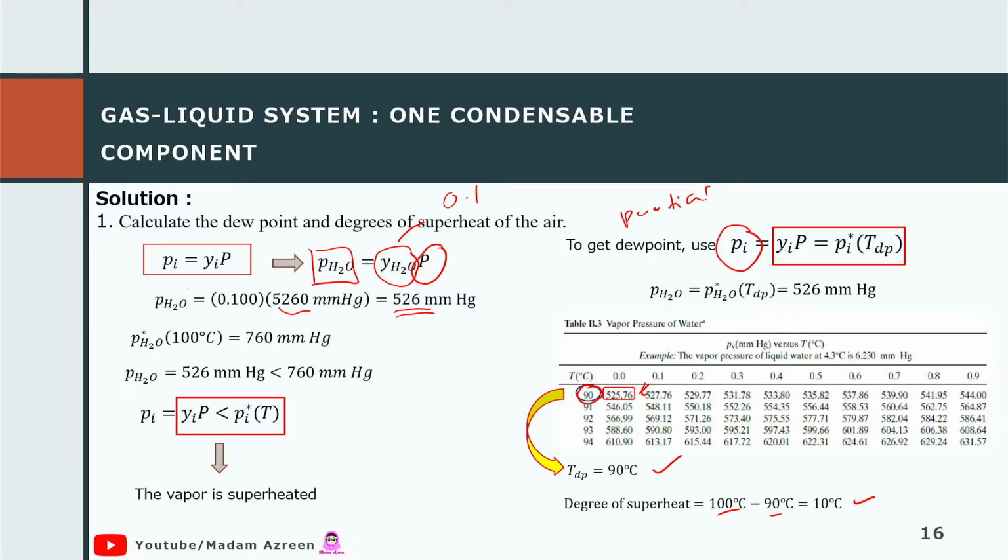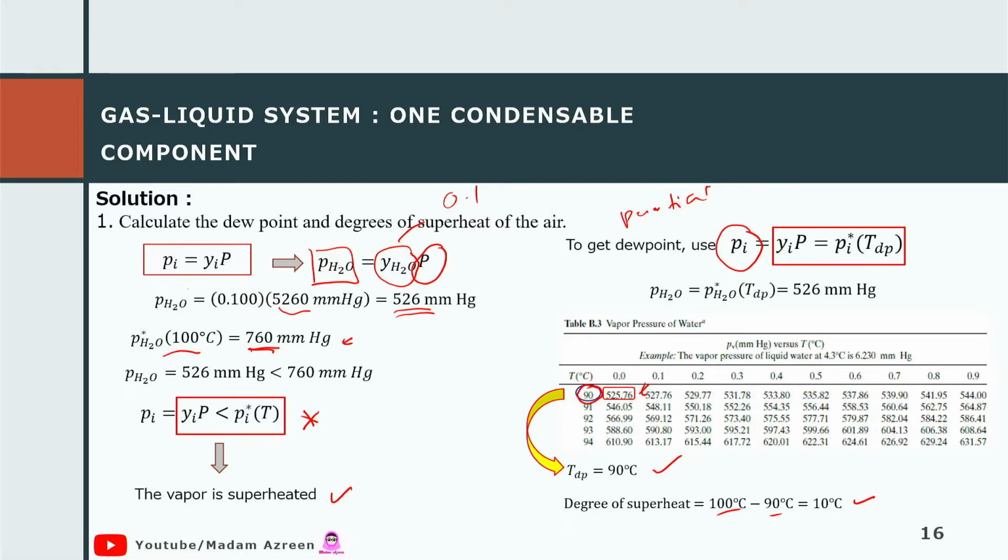Okay. Saturation berlaku pada suhu 100 degree C, dekat pressure sebanyak 760. Tapi pressure yang kita ada sekarang ialah hanya 526, which is lebih kecil daripada 760. Jadi, dia ikut formula yang ini, which is vapor ni ialah superheated. Itu je dia nak bagi tahu sebenarnya.